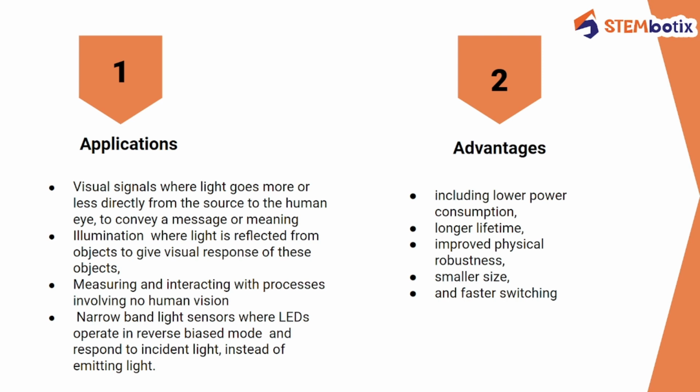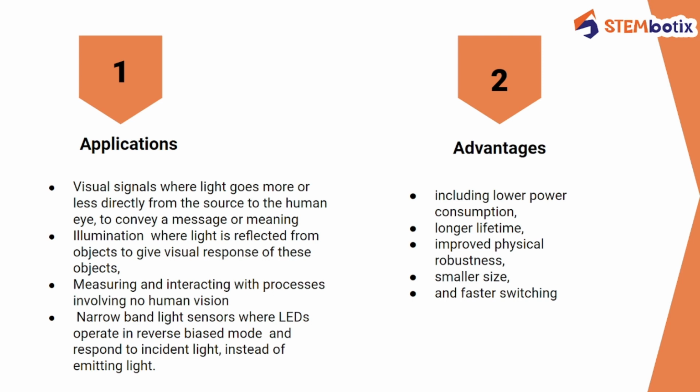Also, in processes involving no human vision, and as narrow band light sensors, LEDs operate in reverse biased mode and respond to incident light instead of emitting light. So these were some of the applications. Majorly they are used for illumination and for decorative purposes.